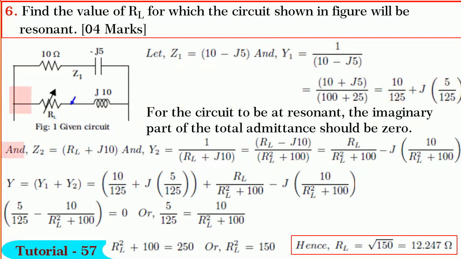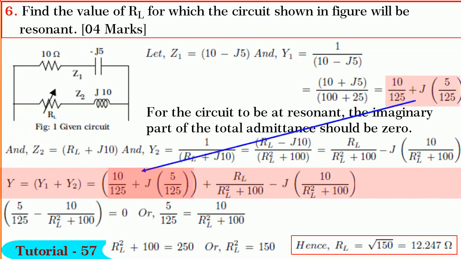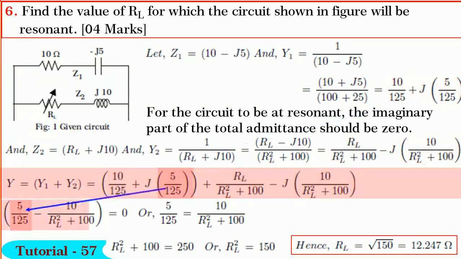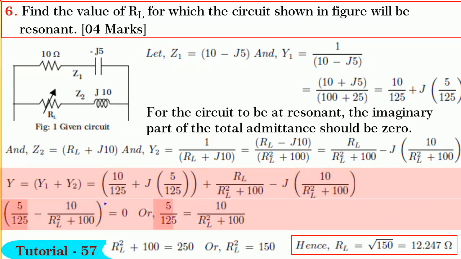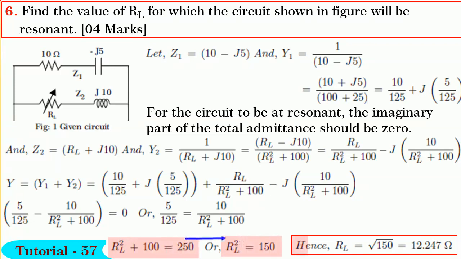And let Z2 is equal to RL plus j10. So Y2 is equal to 1 divided by RL plus j10. By rationalizing and solving, we get Y2 is equal to RL divided by RL square plus 100 minus j into bracket 10 divided by RL square plus 100. But we know Y is equal to Y1 plus Y2. By substituting for Y1 and Y2 and separating the real part and imaginary part and equating the imaginary part to 0, we get RL square plus 100 is equal to 250. By simplifying it, we get RL is equal to 12.247 ohm. It is so easy, you know.